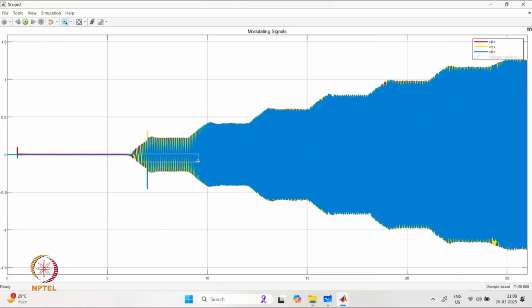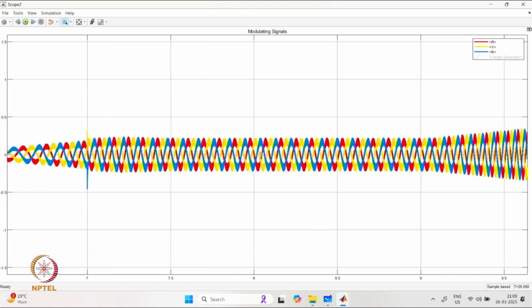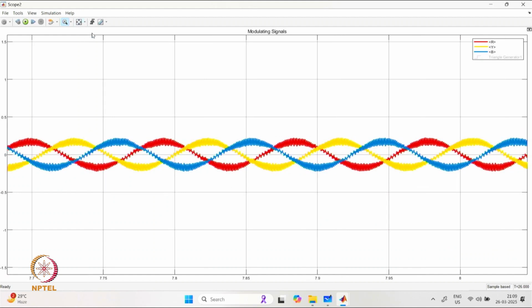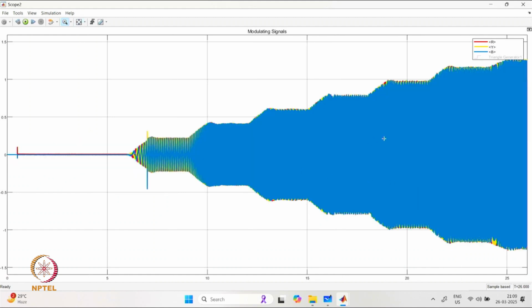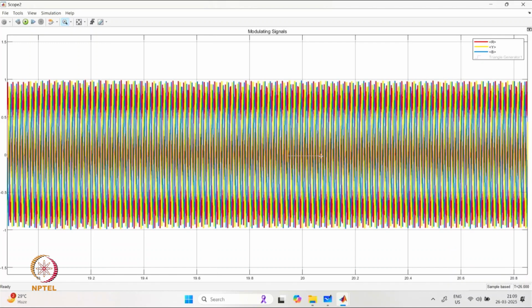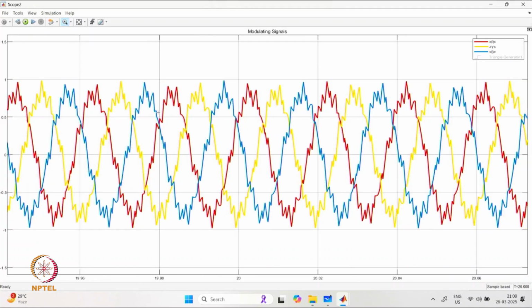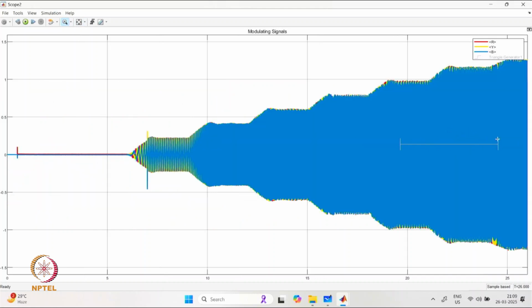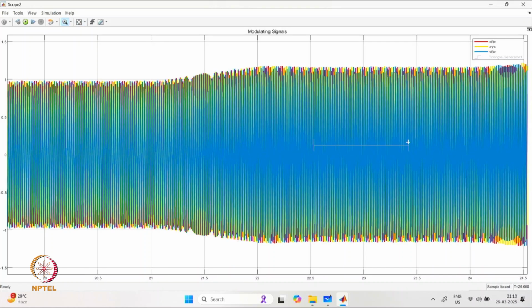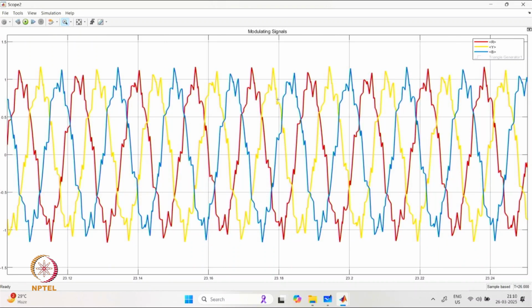Now if we see the three-phase modulating signal, we find that it is behaving very well, and there are some distortions coming on account of the control action and all. However, as and when it is crossing the linear modulation range boundary, then the distortions on the current and the modulating signal are appearing to be more.